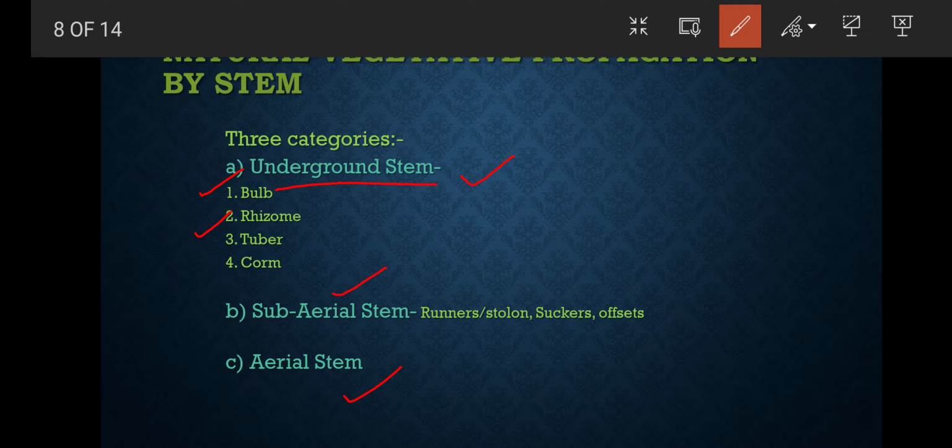Then the third type of underground stem is the tuber. The tuber is the swollen end of a branch that develops underground. The swollen portion of the stem has some depressions at nodes which bear the scale leaves. On these scale leaves are present some buds which give rise to the aerial branches, that is, a new plant is formed. Tubers are almost spherical to slightly elongated and store reserve food in them. The best example of the tuber is the potato.